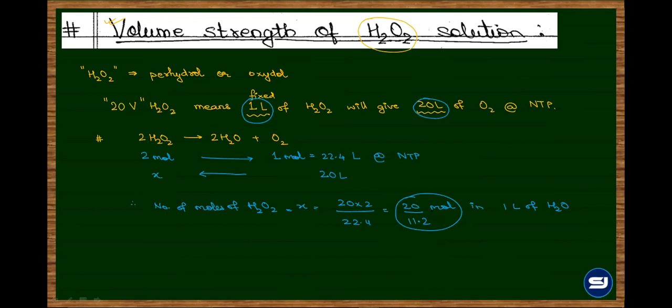And when you have the number of moles in 1 liter, it is nothing but its molarity. So molarity find कैसे किया हमने? We just divided the volume strength given by 11.2. Hence you can see the formula which I have written directly. Molarity of hydrogen peroxide in terms of volume strength is V upon 11.2.